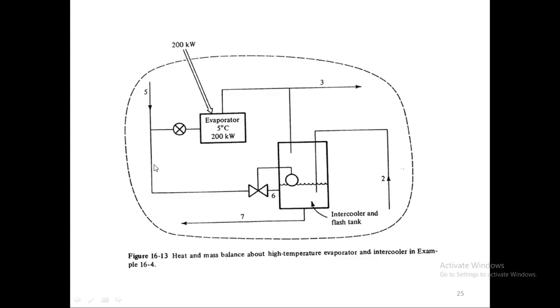I have the bigger diagram here. This is the first evaporator, this is the flash tank. Both of them combined together, we consider one system. This dashed line is showing that system. So if we want to do an energy balance, whatever energy is coming in should be equal to whatever energy is leaving this system. What is coming in is this M5, and this M2. So M5 and M2 are coming into the system, and M3 and M7 are leaving the system.